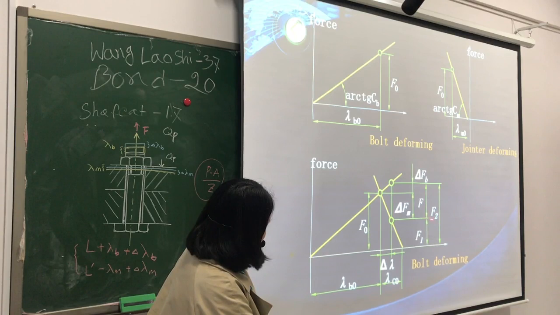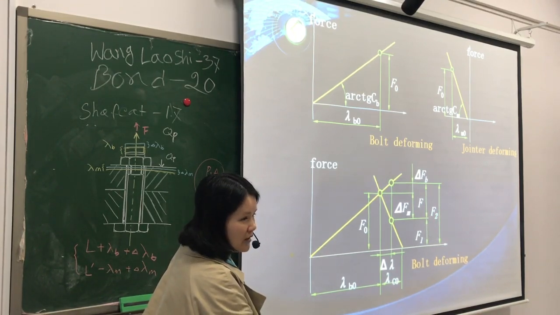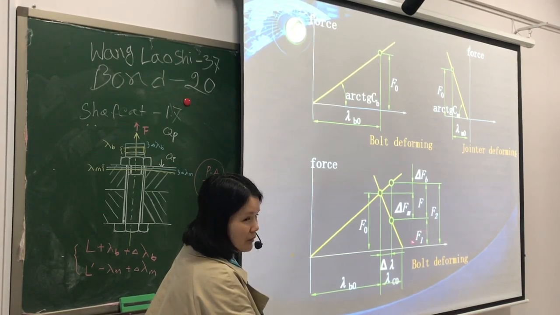This is the resultant force F2, and this is the axial force. F0 is the preload, and F1 is the remnant preload.